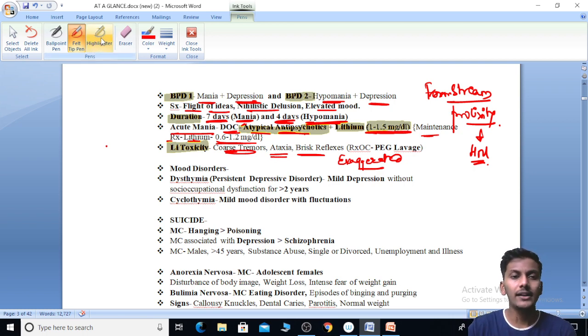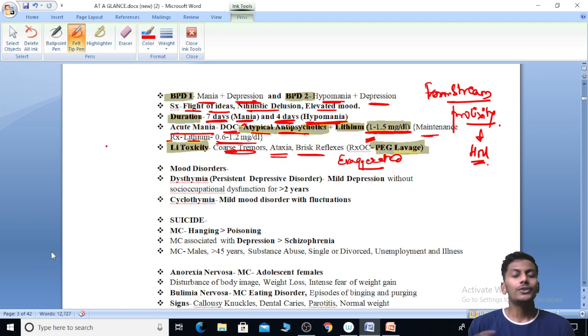And what is the treatment of choice for lithium toxicity? Please remember, guys, the treatment of choice for lithium toxicity would be PEG lavage. What do we mean by PEG? PEG is polyethylene glycol, not the other PEG, okay? Usually a gastric lavage is performed with PEG in cases of lithium toxicity. Remember, okay? So the treatment of choice for lithium toxicity would be polyethylene glycol lavage, right?